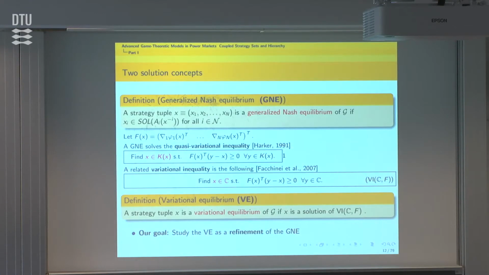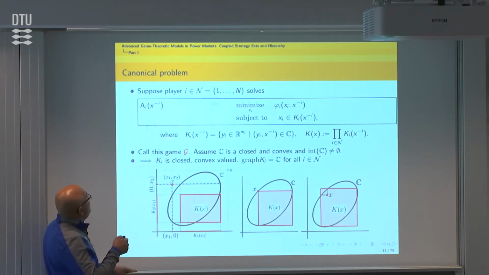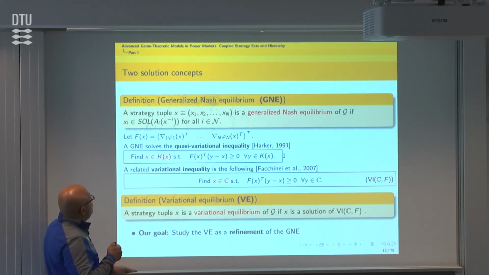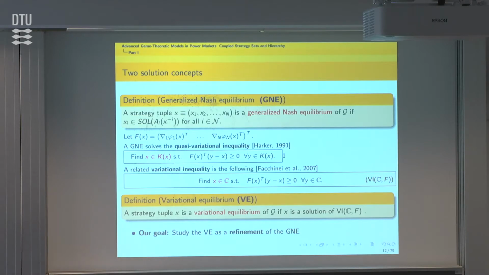Okay, so now, in general, a strategy tuple x1 to xn, just to remind you, is a generalized Nash equilibrium if xi lies in the solution set of Ai of x minus i. Now, if I take the mapping F as the concatenated gradient map, which is our standard approach, a GNE solves this quasi-variational inequality. Okay, we just said that.